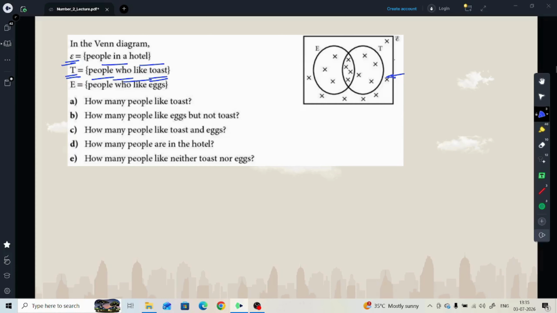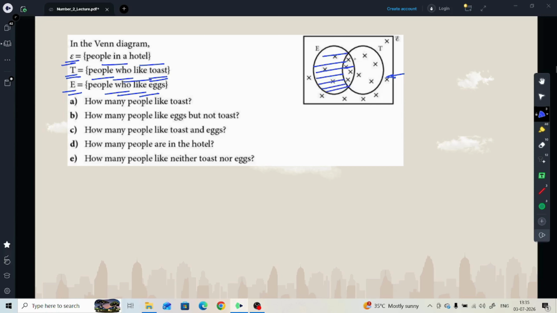So basically this whole shaded region will be about the people who like toast. And then E is there, which means people who like X. So this region.